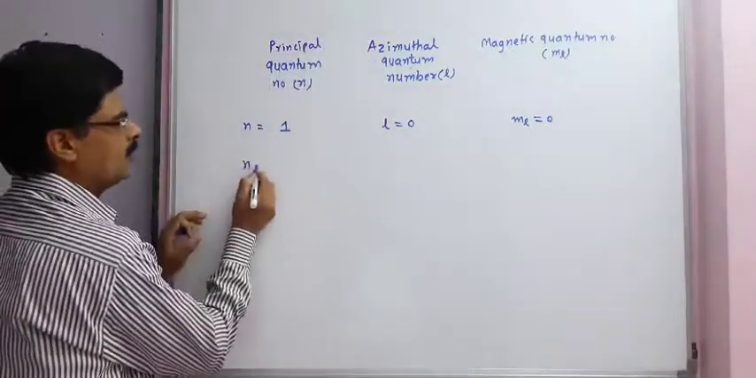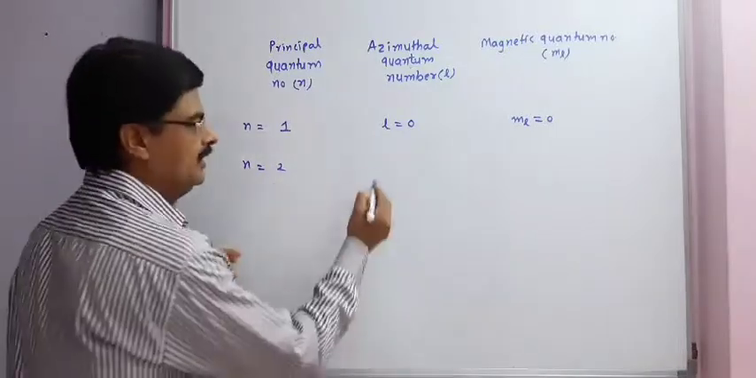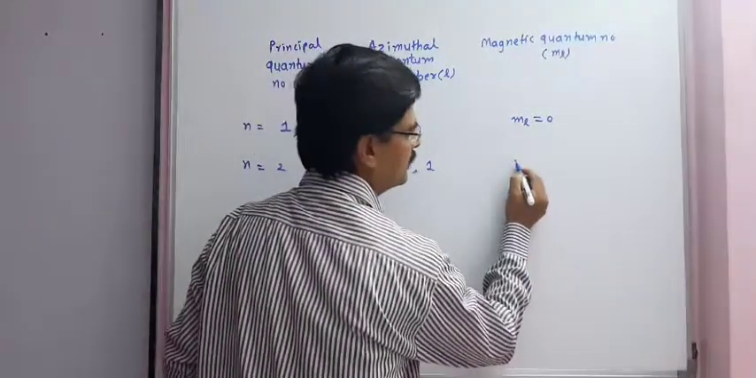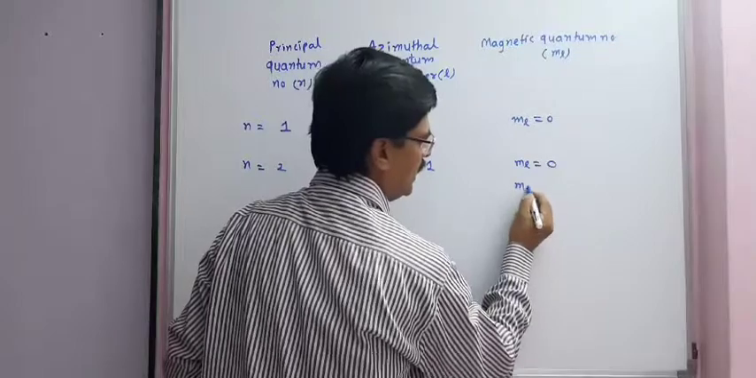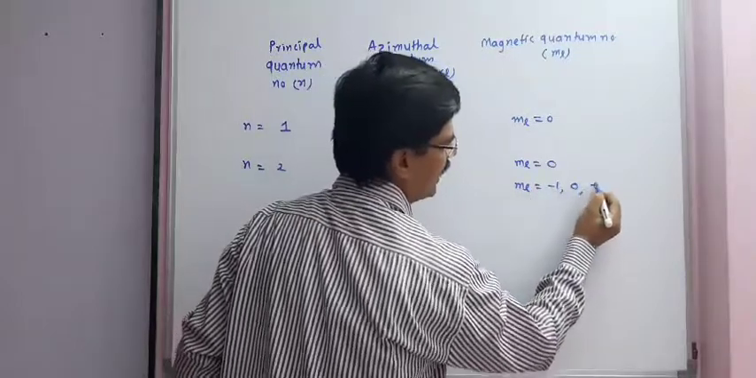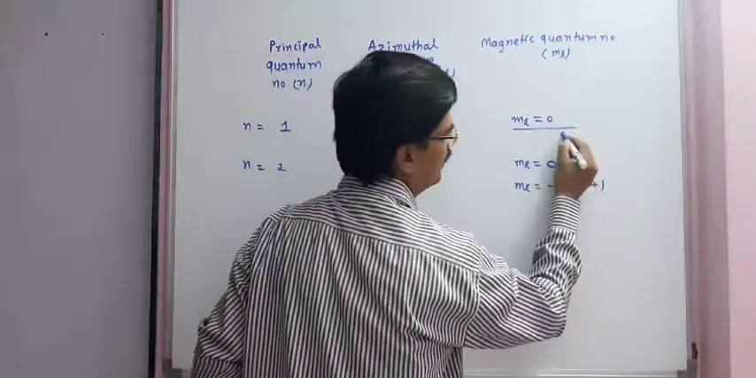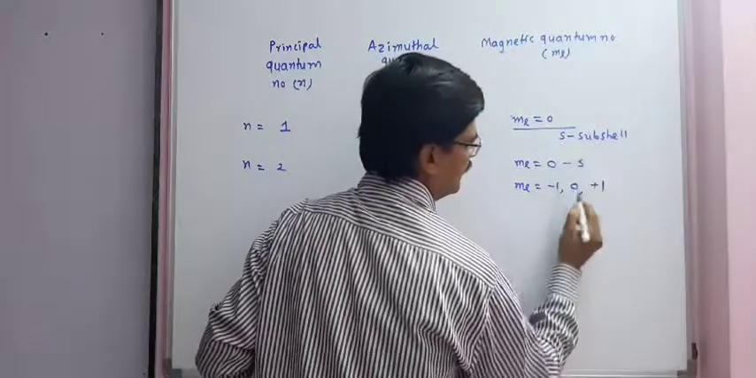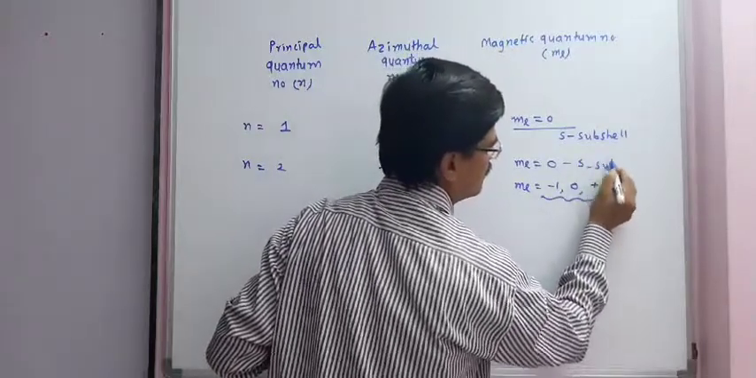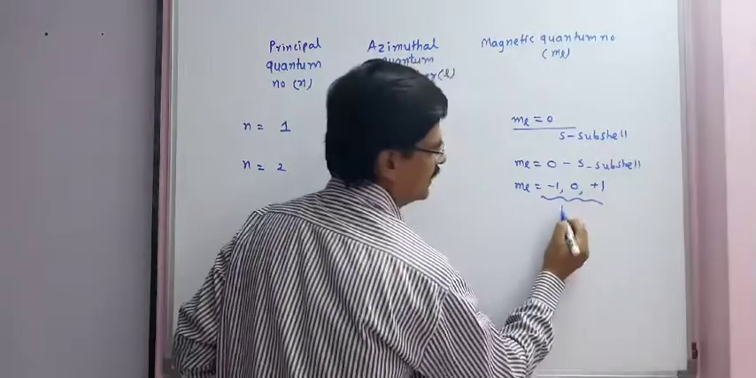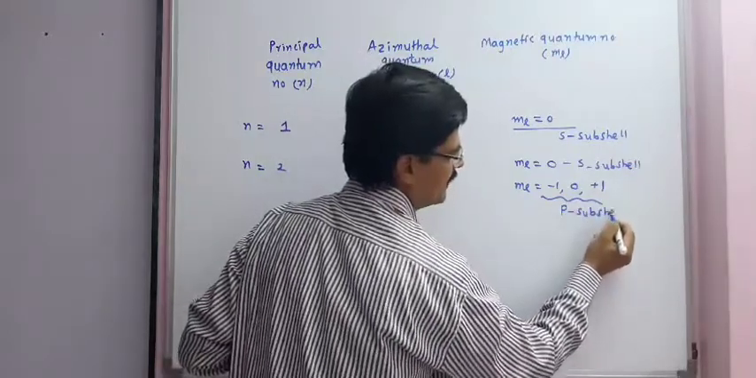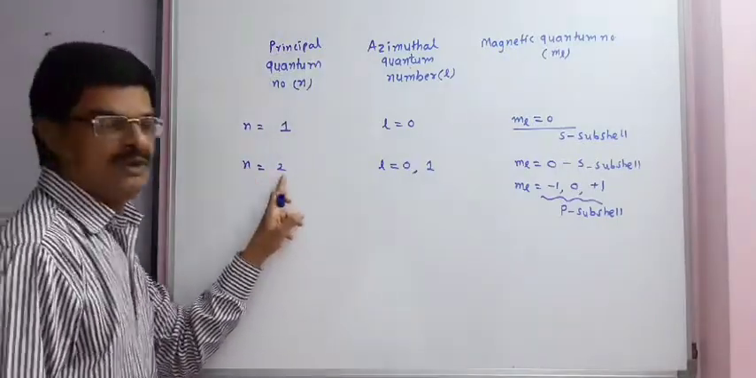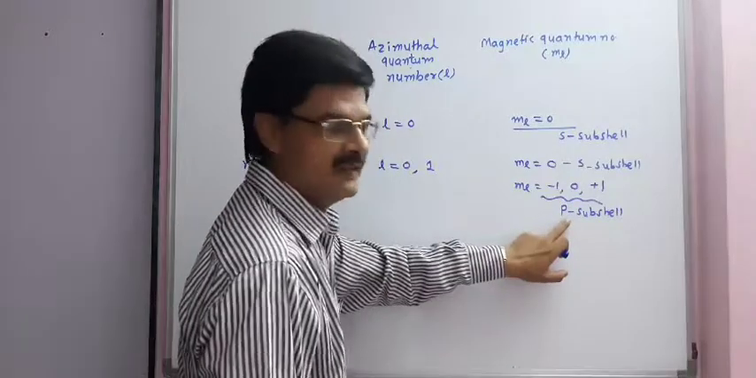Now for n is equal to 2, we will get L is equal to 0 and 1. So ml value is 0, and ml values -1, 0 and +1. So here we have the S subshell, and for this it is the P subshell. Means for principal quantum number 2 we get the S subshell as well as the P subshell.